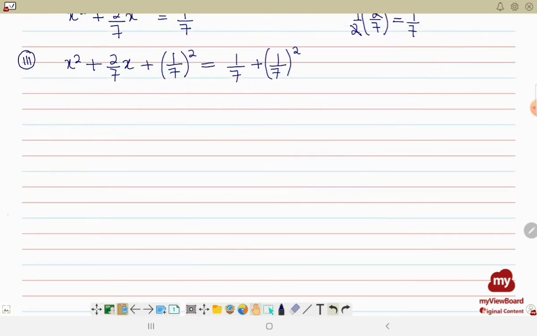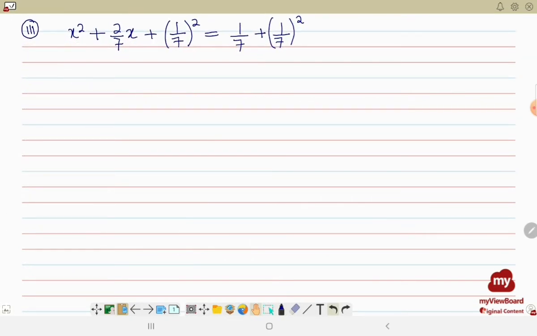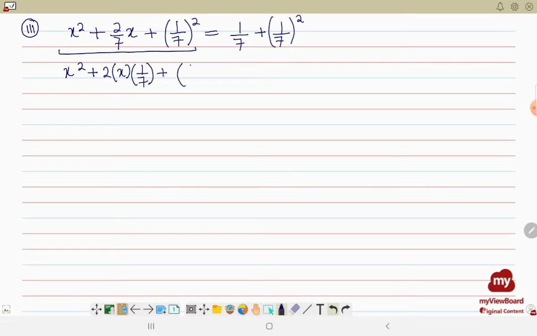The fourth step. If you see the left hand side of the equation, now the square is being completed on the left hand side of the equation. So we can easily close this algebraic identity. So if you see, it is x squared plus 2ab plus b square, and on the right hand side we'll just open up the squares. It will become 1 by 49.